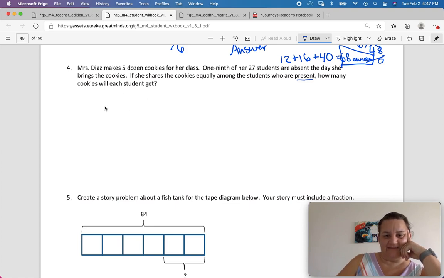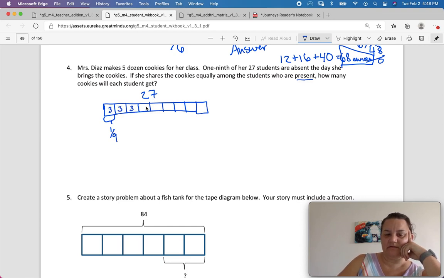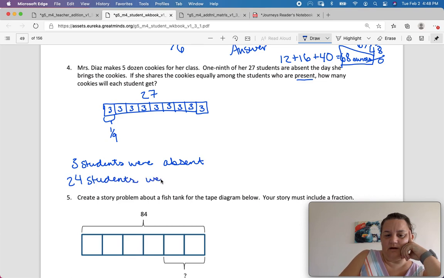Okay, so she had 27 students. And she said 1/9 were absent. Okay? So what does 1/9 equal? There's 1/9. 9 goes into 27 3 times, so each of these is worth 3. So that means that 3 students were absent. And if 3 students were absent, that means that 24 students were present.